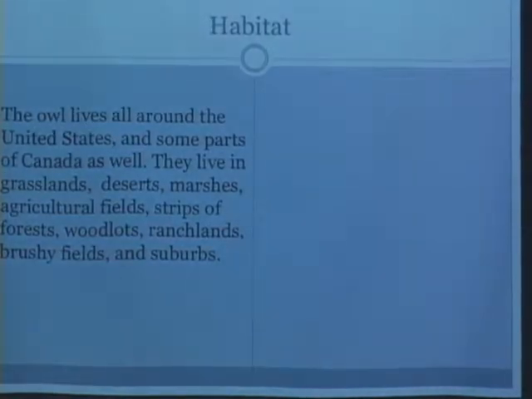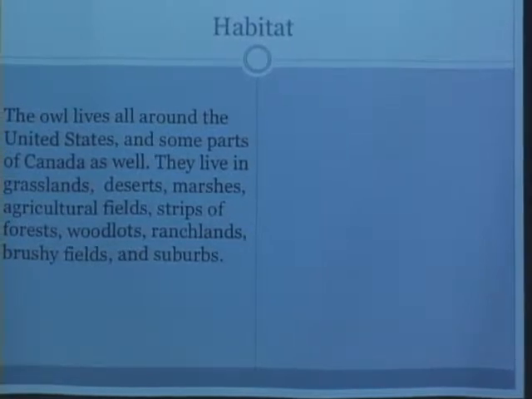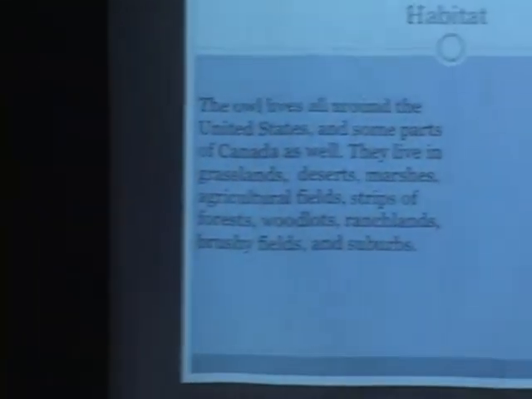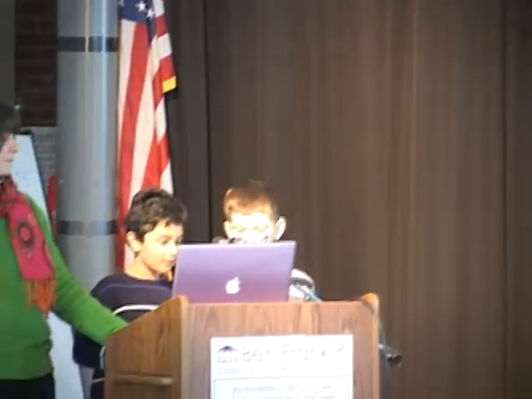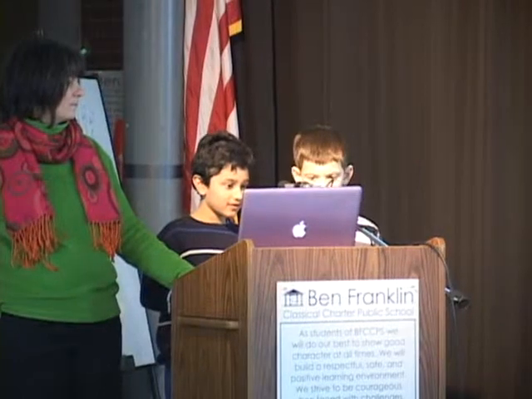The habitat. The owl is all around the United States and some parts of Canada as well. They live in grasslands, deserts, marshes, agricultural fields, strips of forest, woodlots, rainforests, bushlands, and forests.